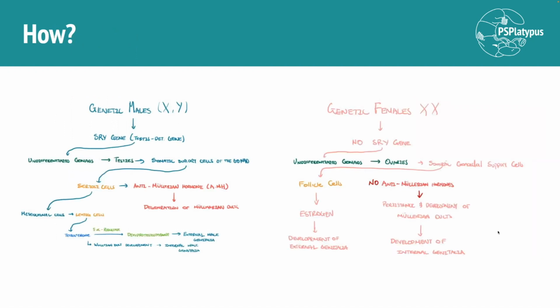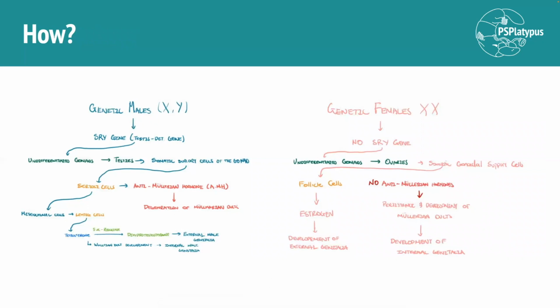Exactly how is this done? Well, first of all, the concept you've got to understand is that if nothing were to occur, every embryo will develop into a female. However, due to the presence of the Y chromosome in our genetic males, XY, we have the production of the Sry gene, also known as our testes determining gene.